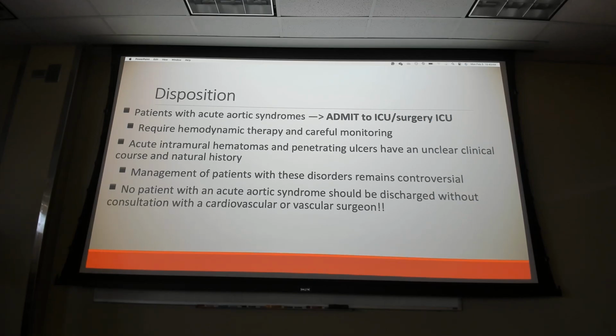All right. What are we going to do with these folks? If we think they have a true dissection, we're going to admit them, and they're probably going to go to the ICU, right? They're probably going to go to a med-surg ICU. Okay. What if we diagnose somebody with a new abdominal aneurysm and it's greater than 3 centimeters?